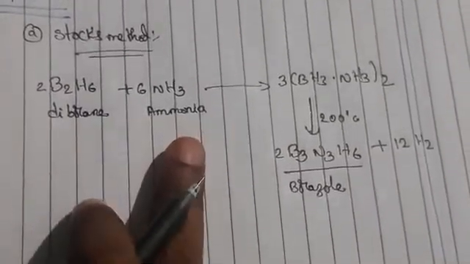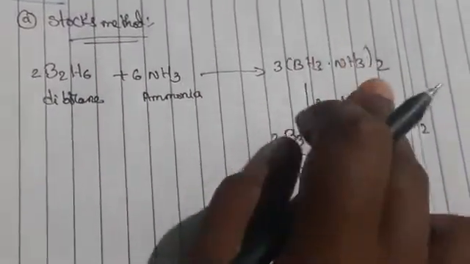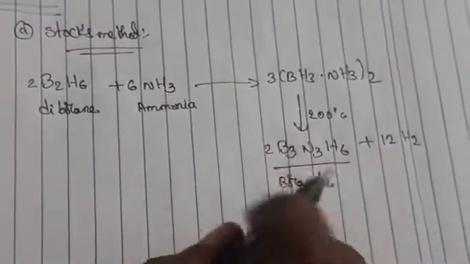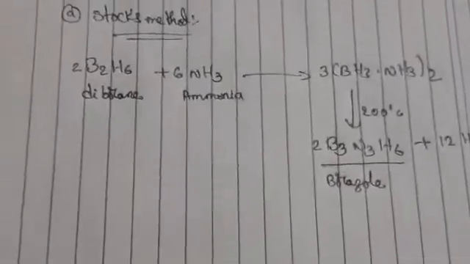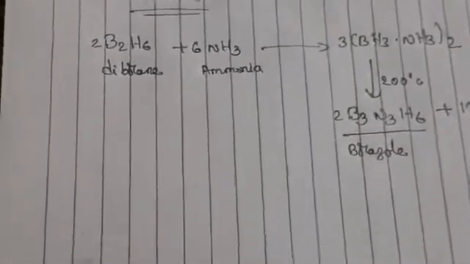So what we have got: diborane is treated with ammonia, and we got this first compound. This first compound yield is low because we have polymeric byproducts. And after decomposition we get borazole. So this is about the first preparation. Coming to the second preparation.